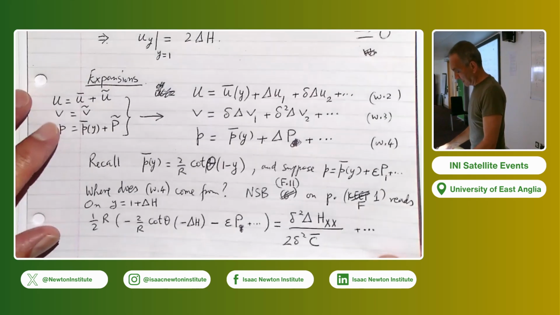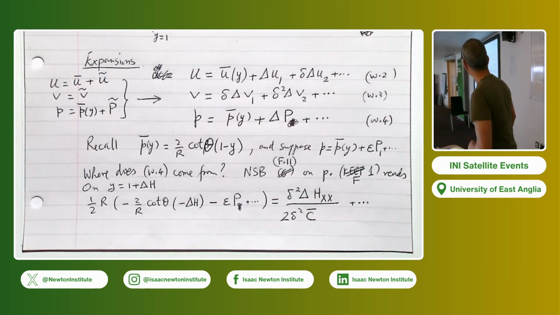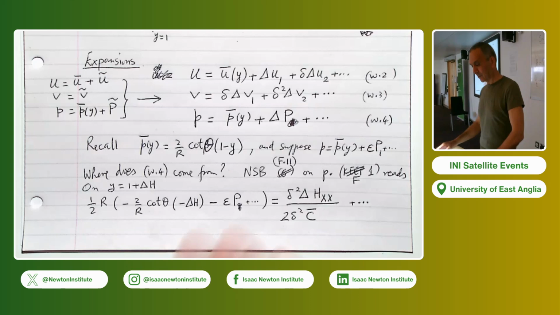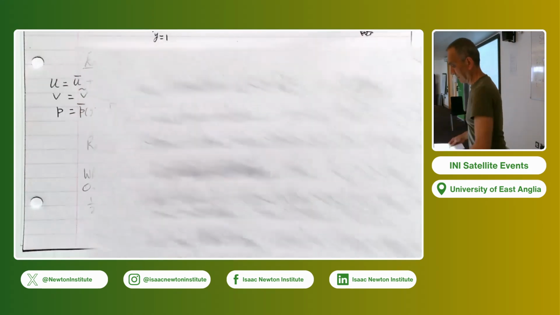So if I do all that, this is the normal stress balance. Remember before there was an S0 minus 1 there. Well, now this is small, because S0 is 1 plus delta h. So then, I don't know what epsilon is. I'm just doing it systematically again. And then I need the balance here, so I will pick up what epsilon is by balancing all these terms. And here's the resolution of that.